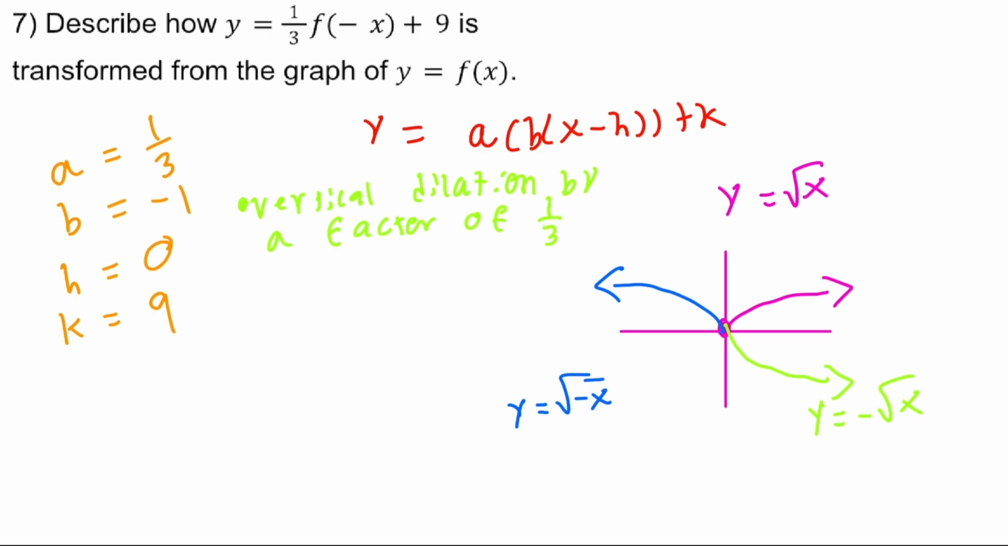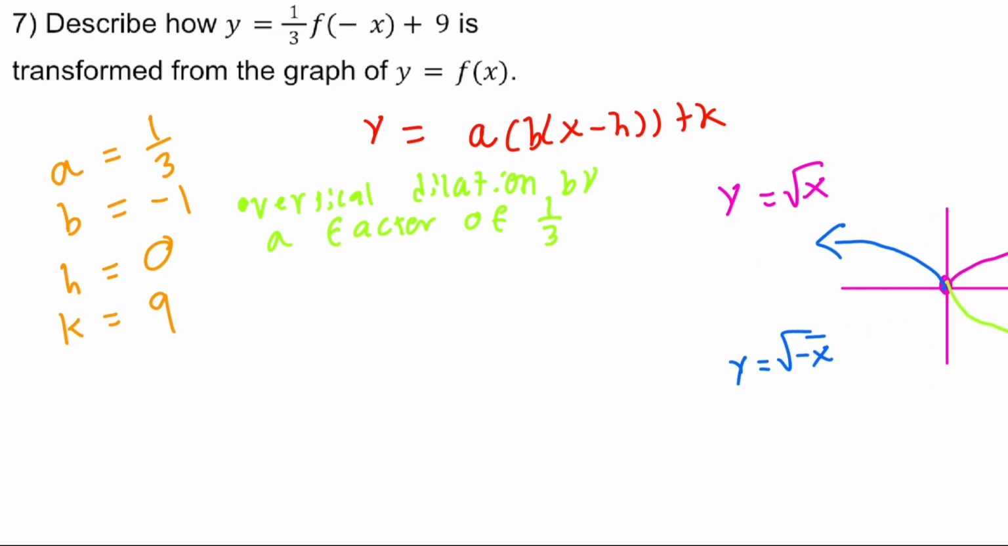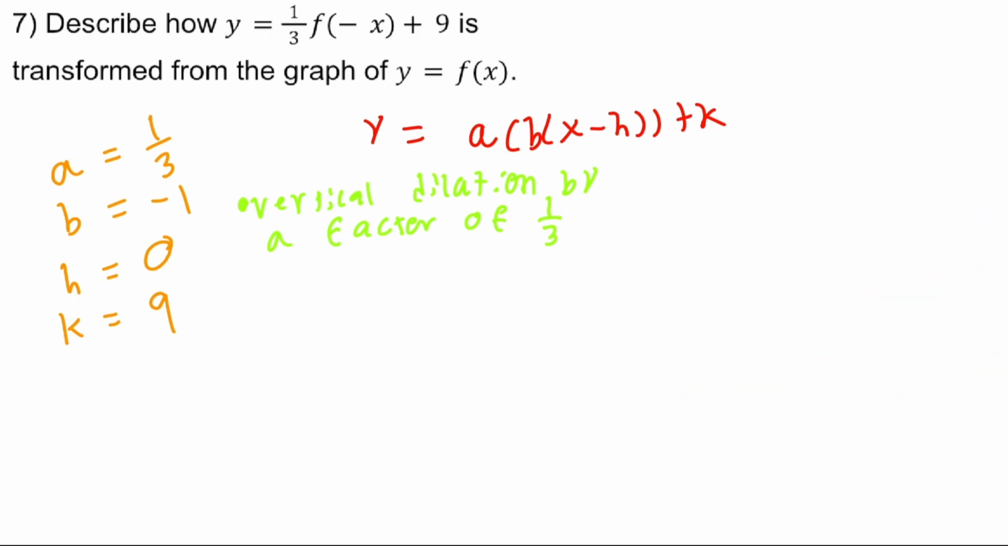I'm going to move this stuff out of the way. I'm actually going to delete that because we don't really need it anymore. Okay, next, we have a b value of -1.